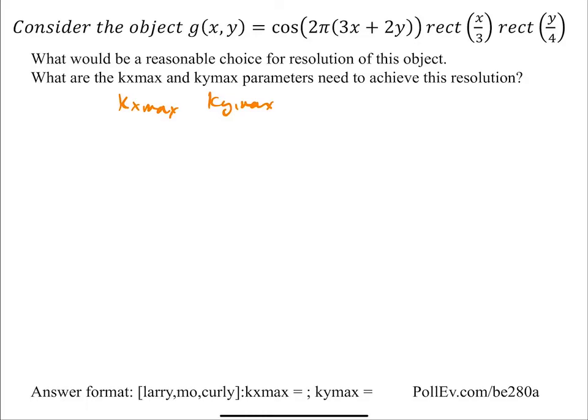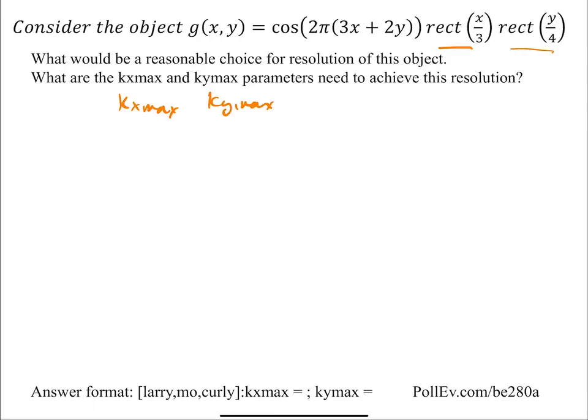Okay, let's take a look at this. Remember now we're talking about resolution. Resolution is sort of like the details of the object. So in that case, do we need to worry about the rect x of 3 and the rect y of 4? No, because that determines the extent of my object. So I can ignore that part now. That's what we had to worry about for the delta k, the field of view. Now we can ignore that.